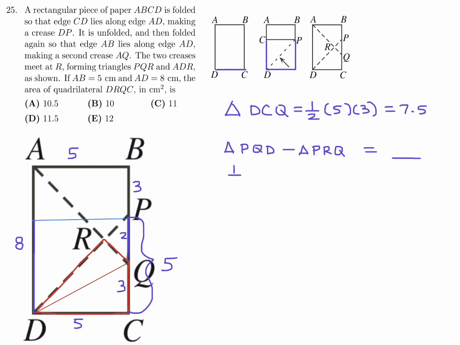PQD is 1/2 base times height. The base is PQ, which is 2, and the height, I can use this distance, D to C. So that's 5. Now we come to not necessarily the most difficult, but definitely a little bit of thinking involved here, PRQ. How do I figure out the area of PRQ? I have the base, that's 2, that's not a problem. But the height, from there to there, how do I figure out the height?